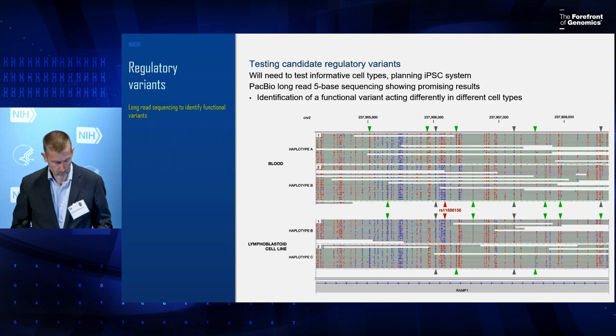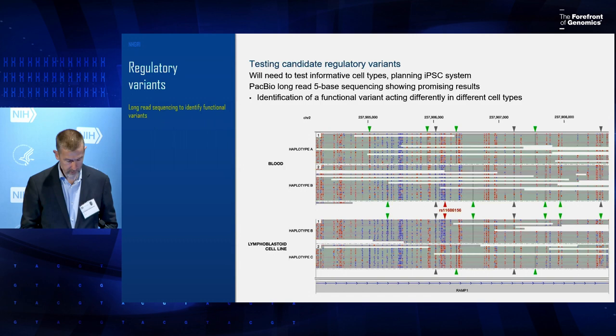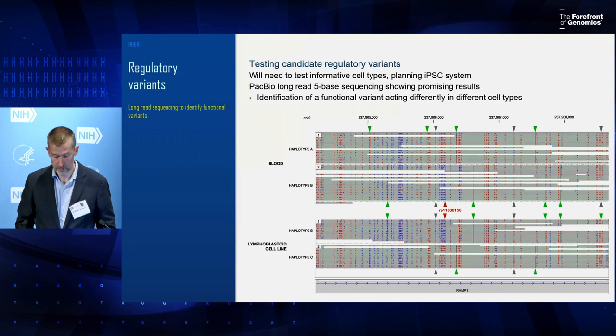You've probably seen these kinds of data before. There are two samples here: blood and a lymphoblastic cell line, and you can resolve the haplotypes. I don't know if this is paternal or maternal, but it's one of each. And what you can see here is that this is the same variant that I showed earlier from the bisulfite sequencing, having a difference in methylation on both chromosomes.